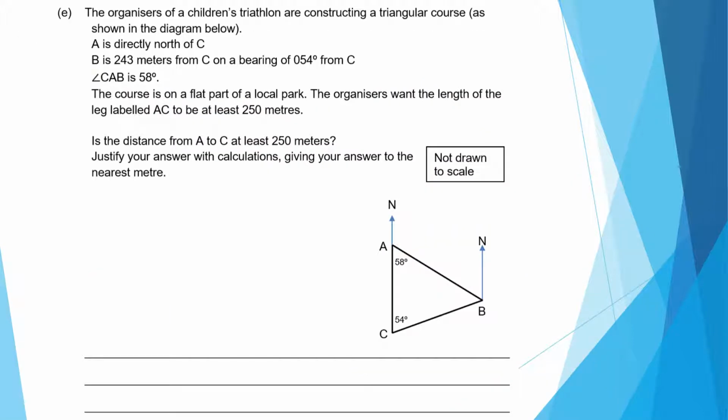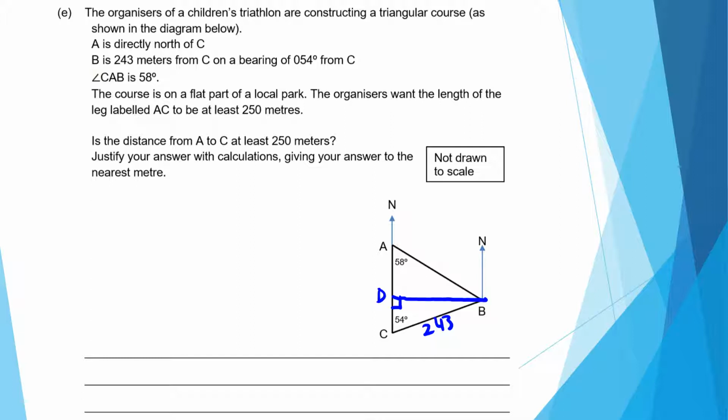Okay, so what we really need here again is some right angled triangles. So if we were to put a line across there, then we've got a couple of right angled triangles. Let's just label this point here so we know what we're talking about. So triangle BCD is right angled, and triangle BAD is right angled as well. Let's add some of the information to the diagram. B is 243 meters from C, on a bearing of 54 degrees.